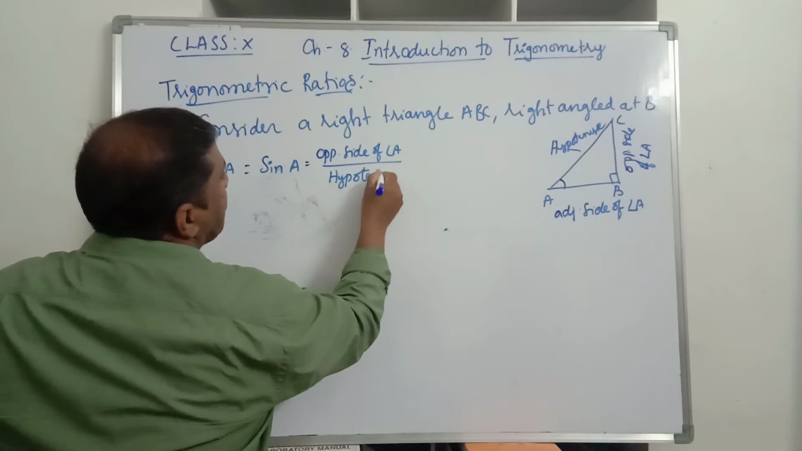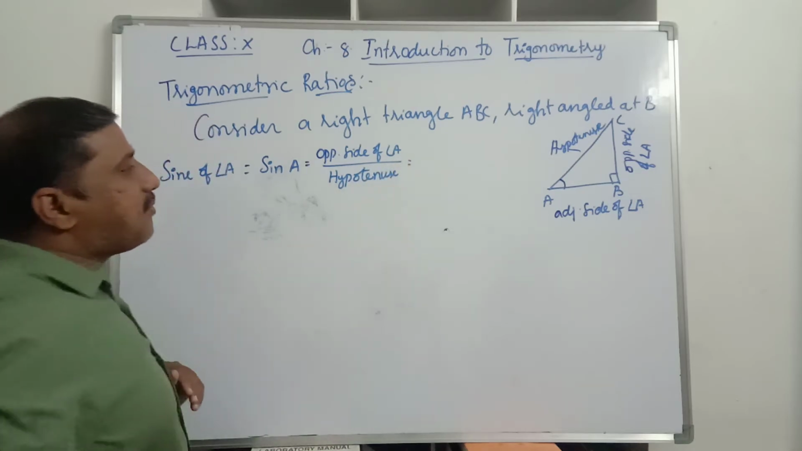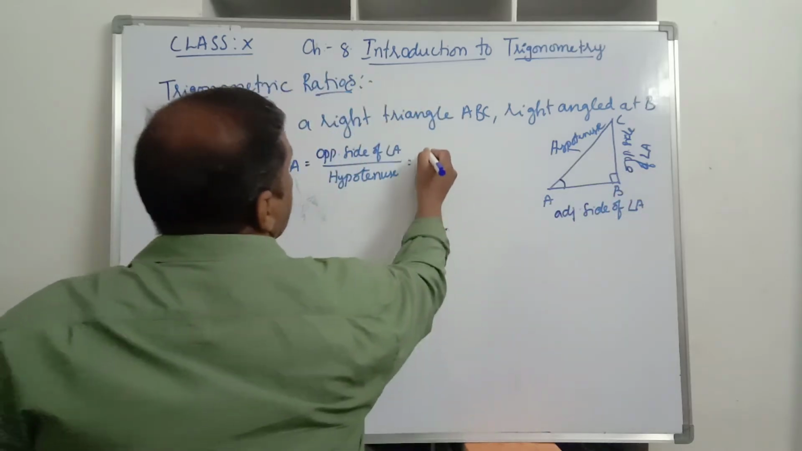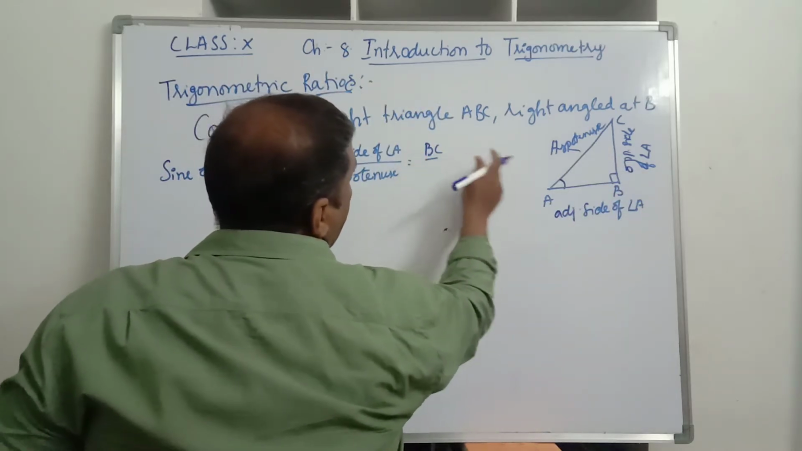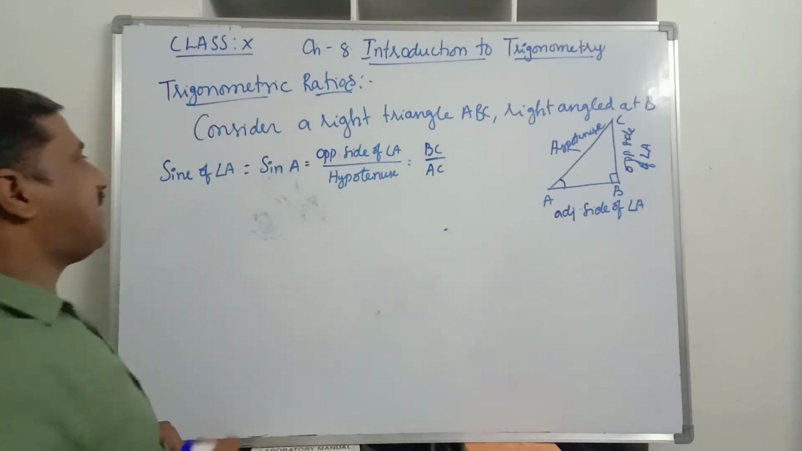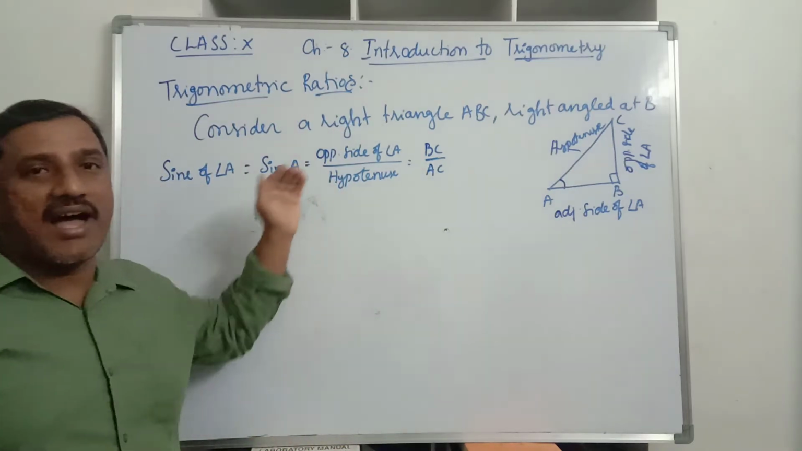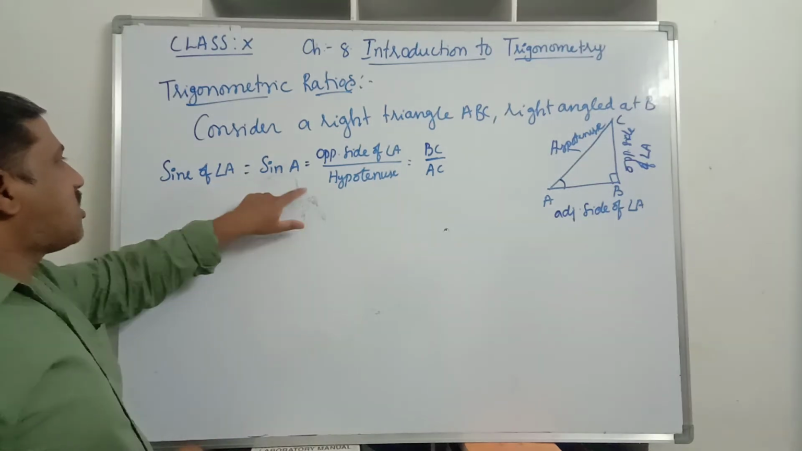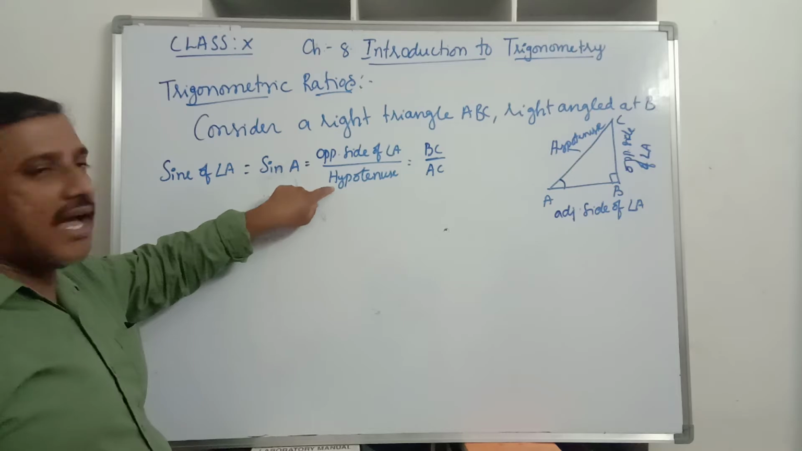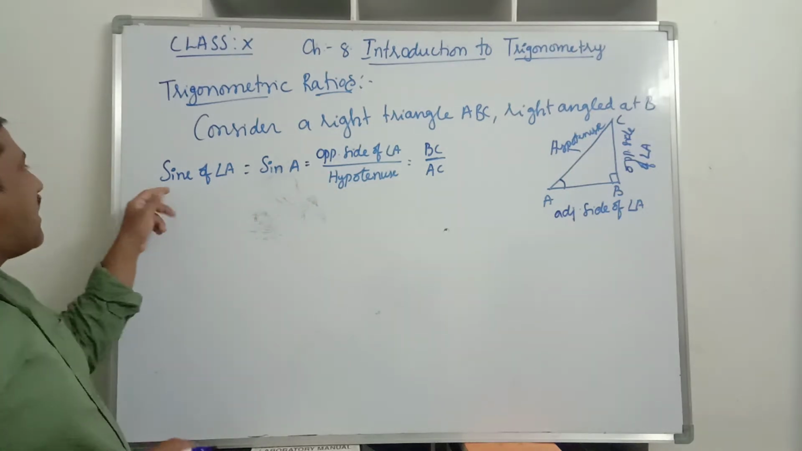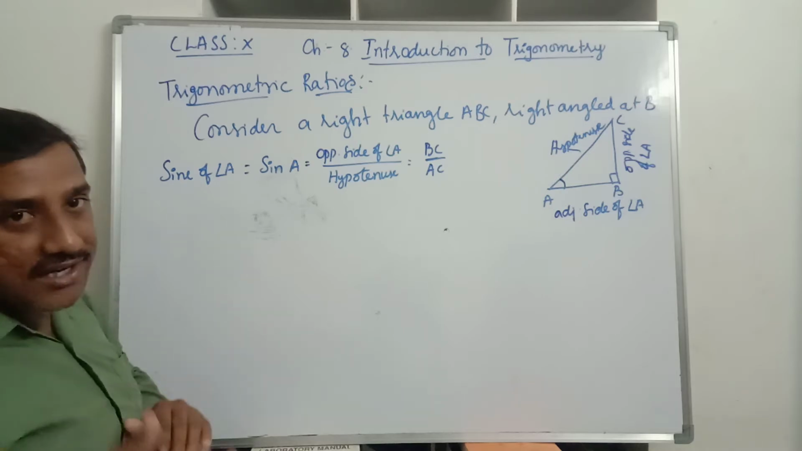Now in the figure, which is the opposite side of angle A? It is BC. That is BC divided by the hypotenuse AC. So sine A is BC by AC, that is the opposite side of angle A divided by the hypotenuse. That ratio is known as the sine ratio.